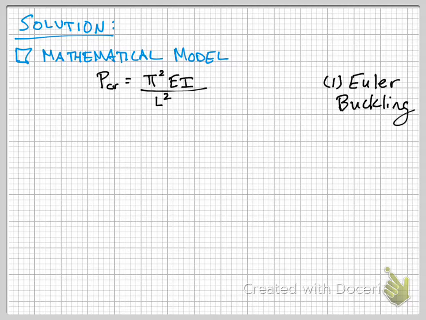In our solution, we need several things. We need a mathematical model, some material properties, and geometric properties as well. For our mathematical model, we're going to use the one tool that we already have, Euler's Buckling. I'm going to call this equation 1 for Euler's Buckling theory equation, and I will define each of the different variables involved.